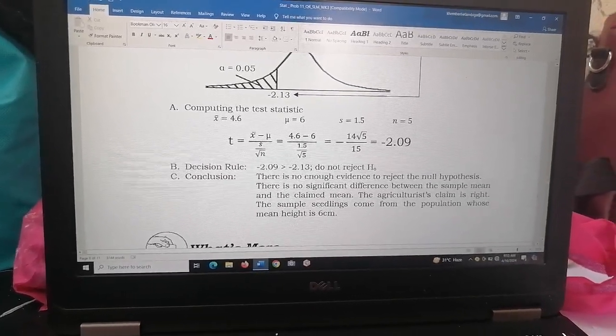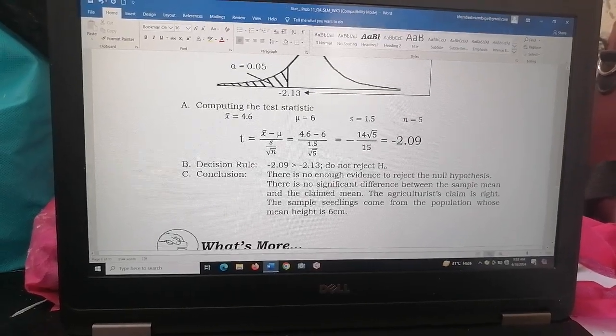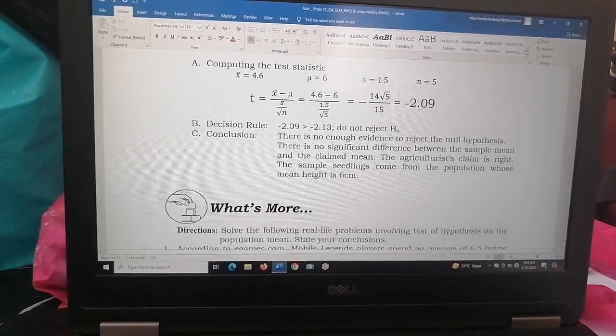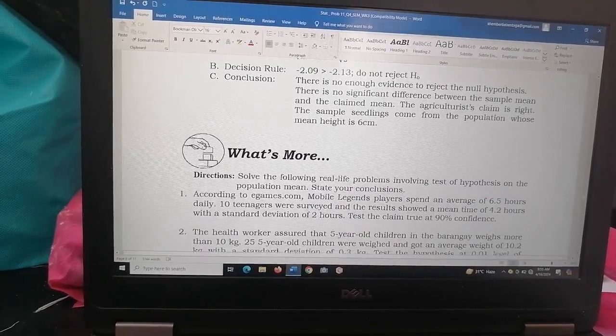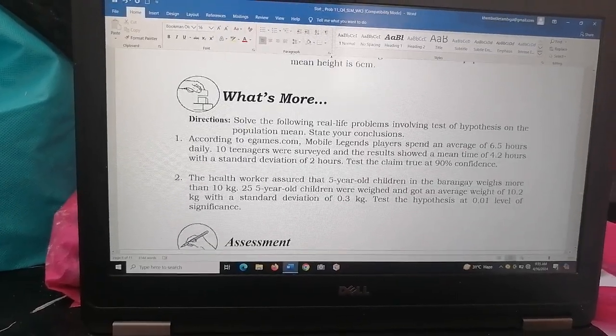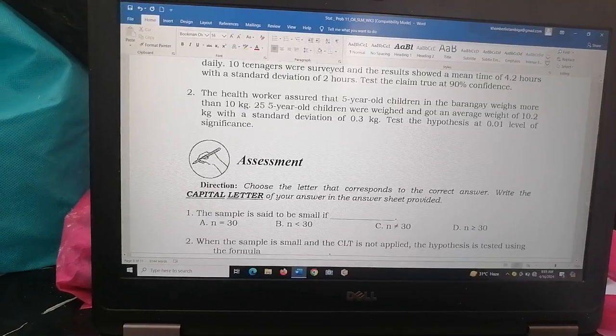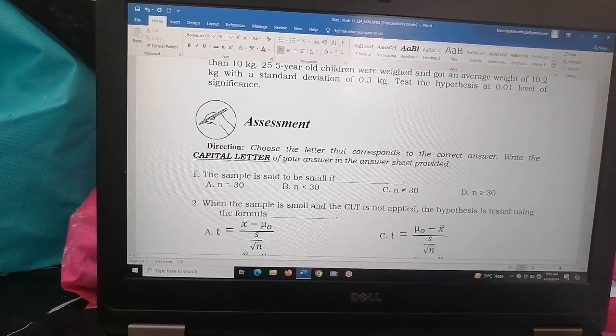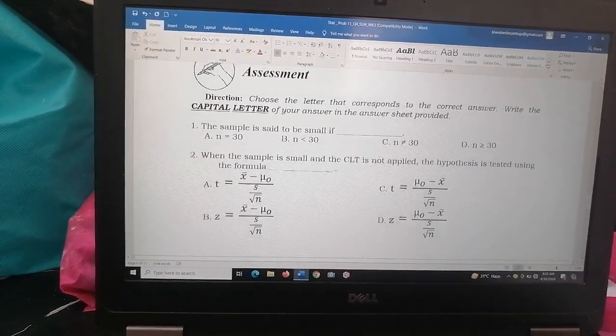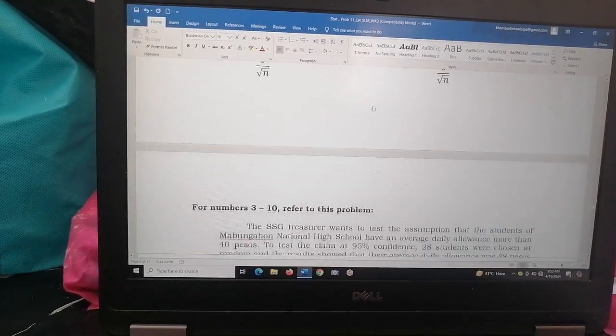So for what's more, solve the following on one whole sheet of paper. Then after that, proceed to the assessment, items 1 to 10.